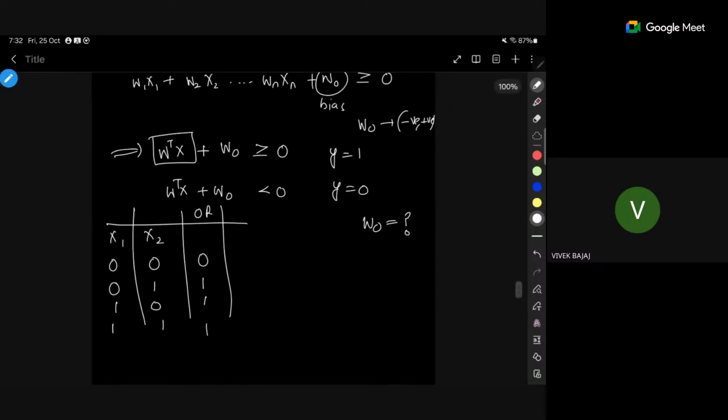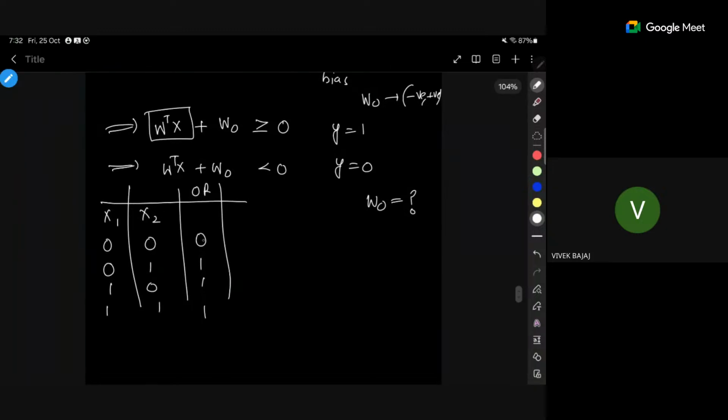So the equation is this only. I have to satisfy each of these, right? Since y is equal to 0 is given, I know that I have to take W transpose x plus W naught as less than 0, right? And if I take W transpose x, this looks like 0 only, right? x1 and x2 are 0, so it doesn't matter what W1, W2 are. Here it is, let's say first, then W2 multiplied by x2, which is 1.